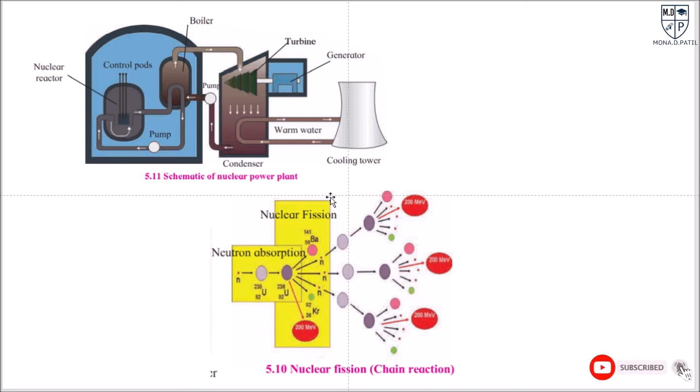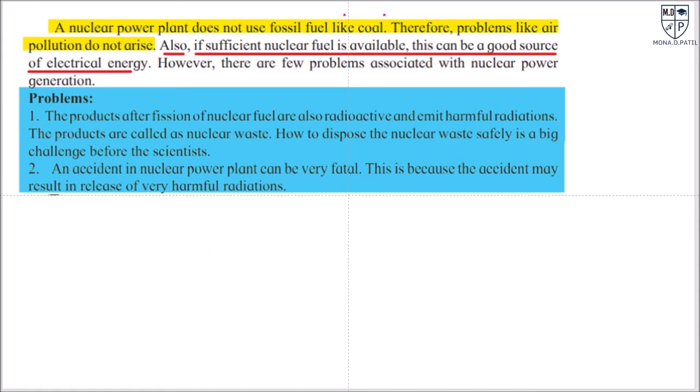Okay, and here what reaction is actually going on has been shown. Then a nuclear power plant does not use fossil fuel like coal, therefore problems like air pollution do not arise. Also, if sufficient nuclear fuel is available, this can be a good source of electrical energy. However, there are a few problems associated with nuclear power generation.